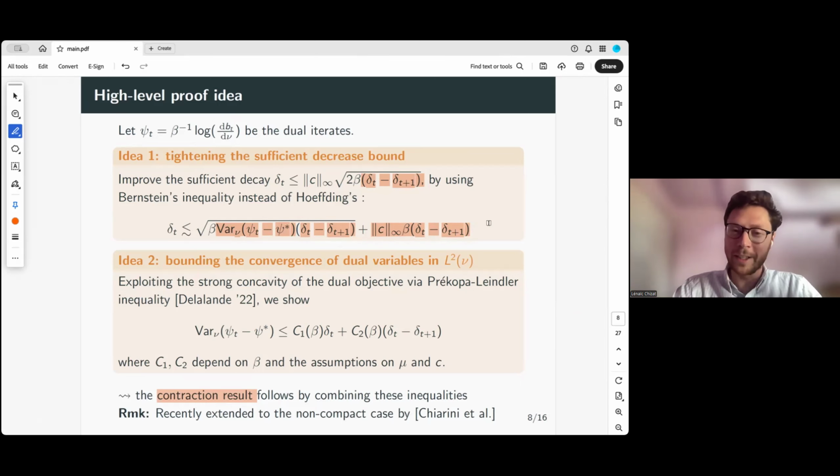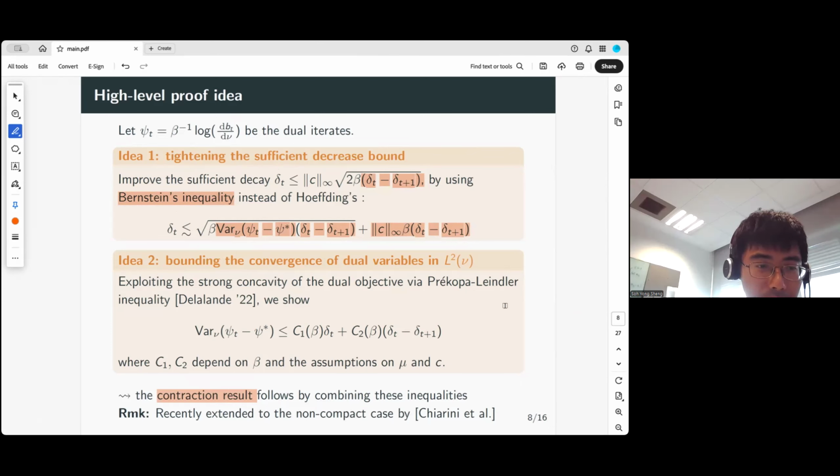It's more philosophical. With Bernstein inequality, we use the second order moment information of the distributions to tighten certain inequalities, which Höfting does not see. That's the philosophy at a high level. That's how we got the intuition of doing what we did, although it's not exactly what goes in the proof. It's more for the intuition.